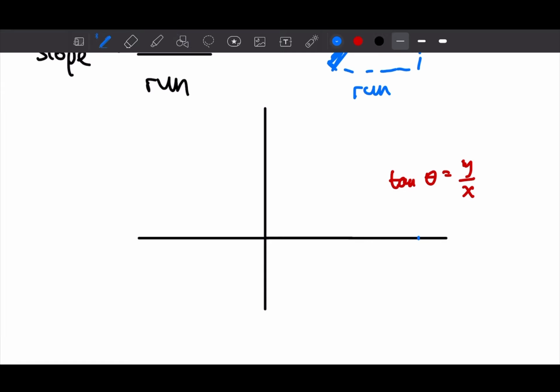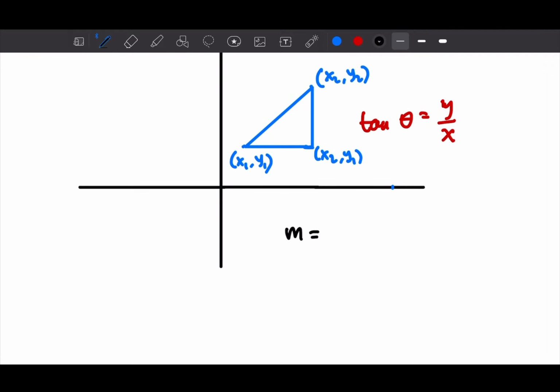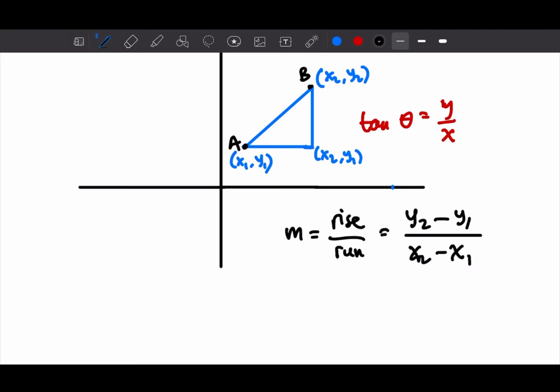Let's take some point here, and make a triangle around here. Let's say we have x1, y1, and this will be x2, y2, and this will be x2, y1. Now the slope we usually write as m, or we can also call it the gradient. So the slope that passes through point A and point B, rise over run, is equal to y2 minus y1 divided by x2 minus x1. Or simply, there is a delta y here and a delta x here.